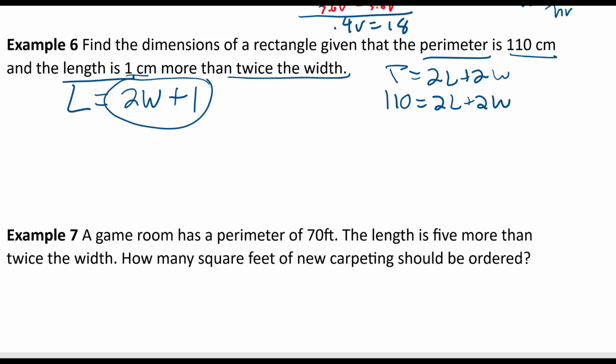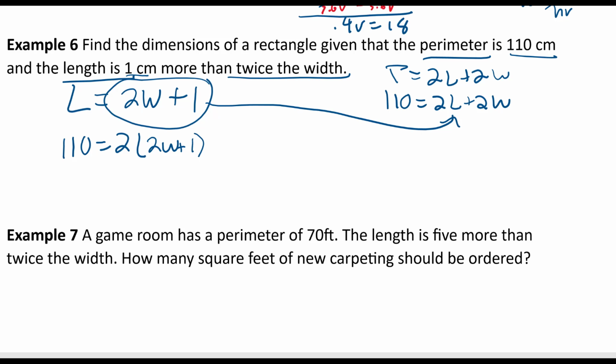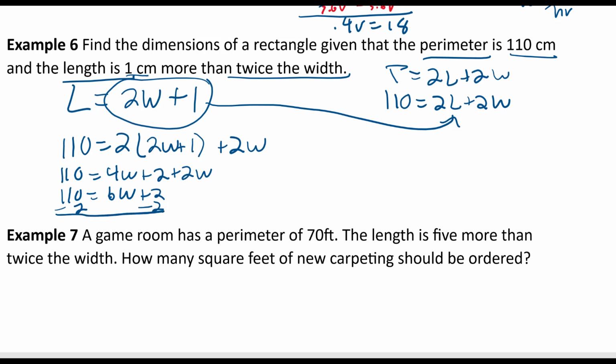So I'm going to put this in place of L. I substitute. So 110 equals 2 times 2W plus 1 plus 2W. Now everything's in terms of W. I can solve this. So 110 equals 4W plus 2 plus 2W. 110 equals 6W plus 2. We can subtract the 2. So it's 108 equals 6W.